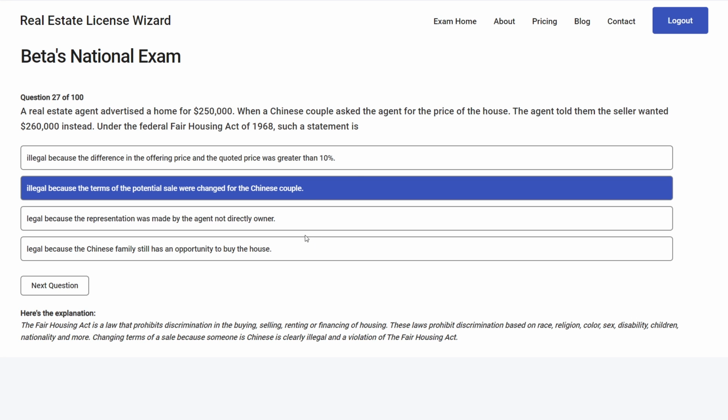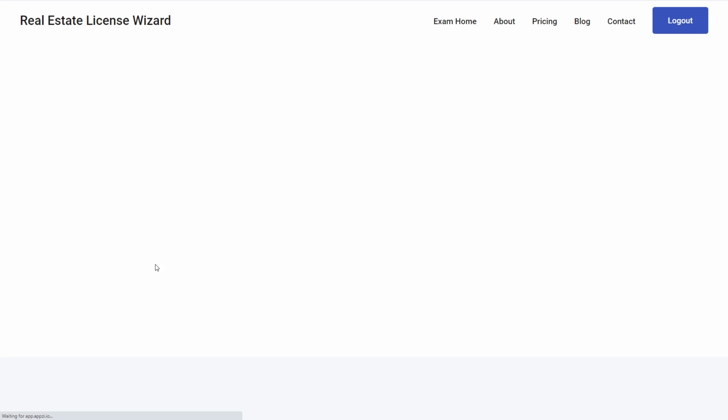So basically, yeah, it's just totally illegal and against the rules. But this one I see some people get mixed up because they just see this first option. They're like, oh well, this is saying it's illegal, and maybe they're not familiar. Maybe they're like, oh well, since it's 10%, I mean, it wouldn't work. Or people say, oh well, it's legal because they still have an opportunity to buy the house, just a little more. Well, no, it's still illegal because again, the terms of the potential sale were changed for the Chinese couple. So yeah. All right, next question.